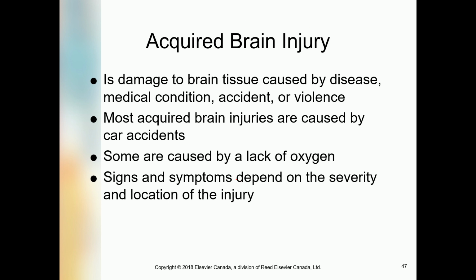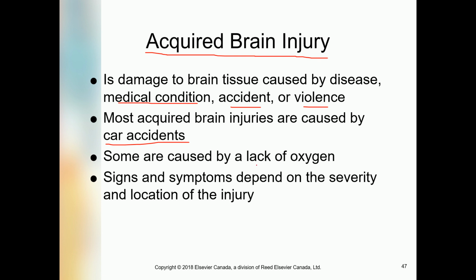Acquired brain injury. Acquired brain injury means what? Because of a motor vehicle accident or a certain fall, this brain injury occurs. Brain injury is damage to the brain tissues caused by disease, a medical condition, accident, or violence. People fight, they hit on the head. Most acquired brain injuries are caused by a motor vehicle accident or car accident. It is called MVA, motor vehicle accident.